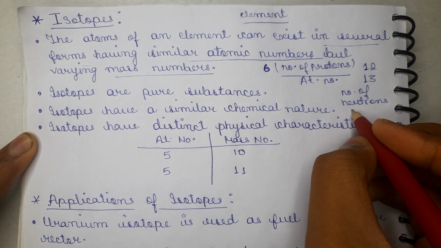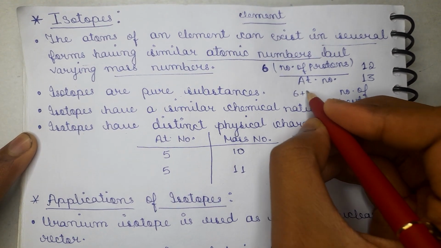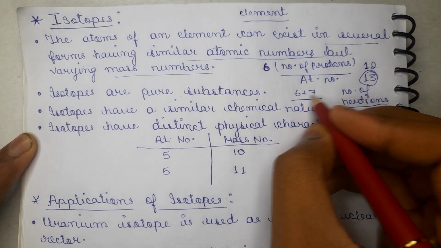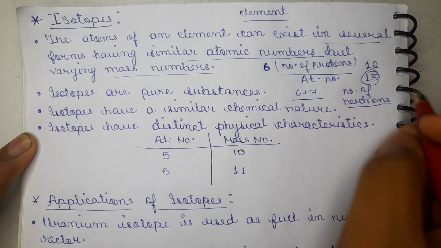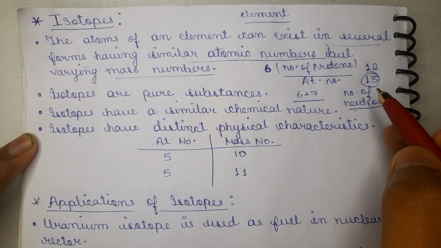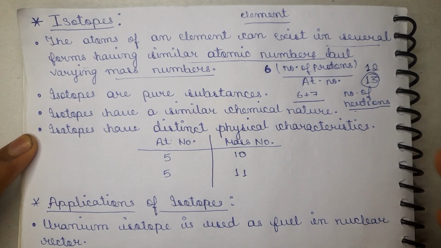If the number of neutrons increases, that means the number of protons plus the number of neutrons gives the mass number of an atom. If we do 6 plus 7, we get 13. This means the mass number of an atom can be 12 and 13. These are isotopes: atoms of an element having the same atomic number but different mass number.